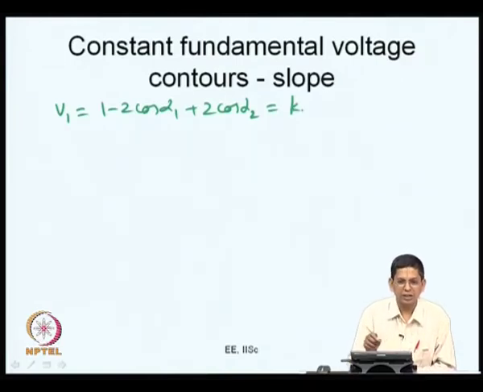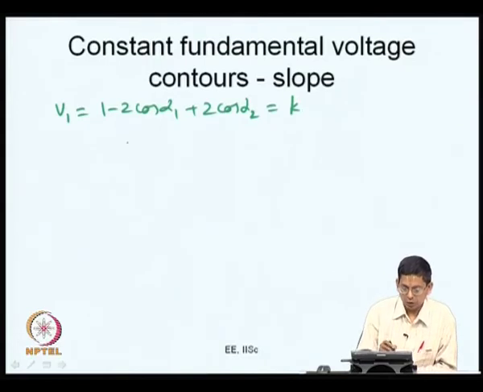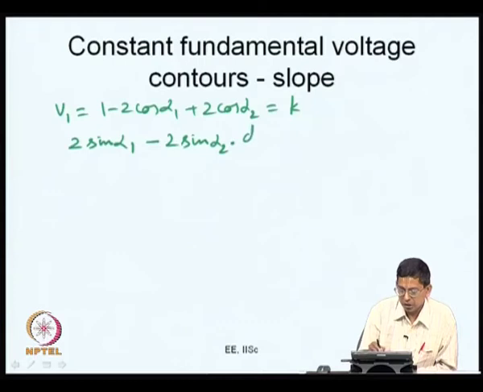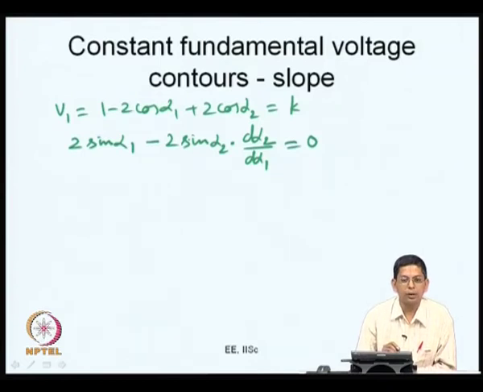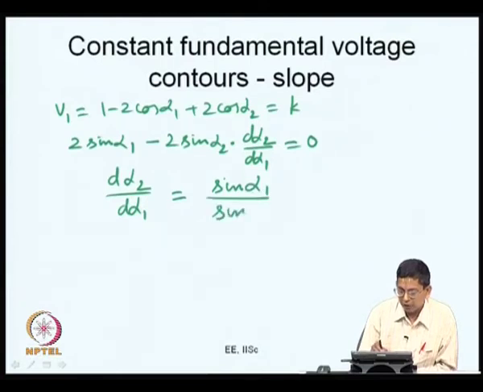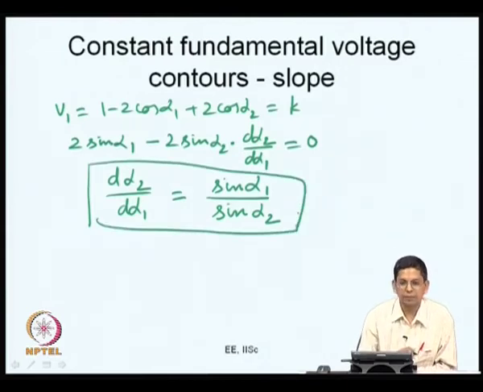Now, I am interested in understanding the slope of these curves. So, what do I do? I can differentiate both sides with respect to alpha 1. So, what I will get here is 2 sin alpha 1 minus 2 sin alpha 2 times d alpha 2 by d alpha 1 is 0. This is what I get by differentiating both the sides. So, what I essentially have is d alpha 2 by d alpha 1 is basically sin alpha 1 by sin alpha 2. This is what we get. So, the slope is something like this.